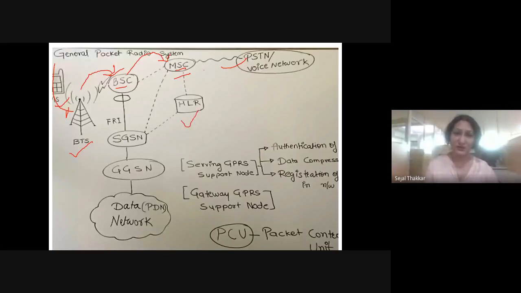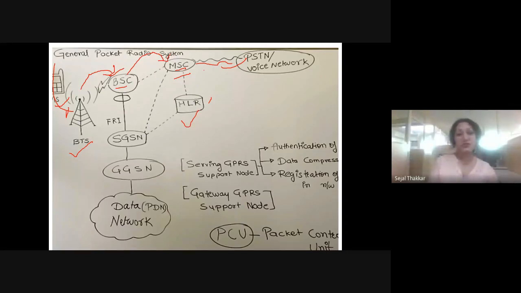So it will transfer to the MSC, and checking into the home location register, my call is going to transfer into the public switching telephone network. Wherever I have called, it is going to transfer. Now, what is the difference between the GPRS and GSM architecture?